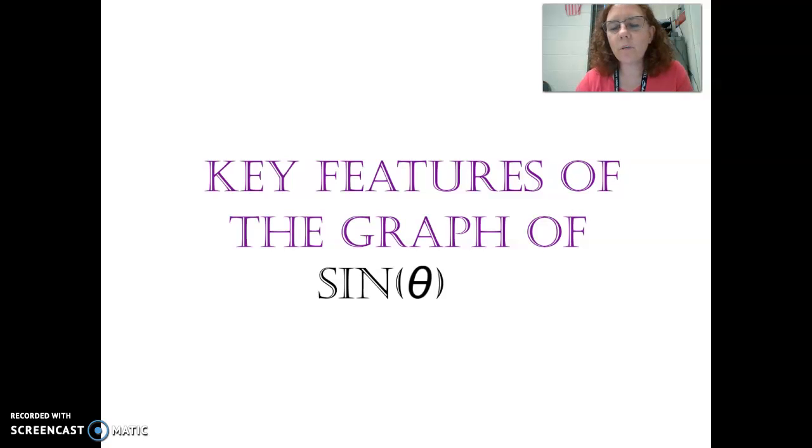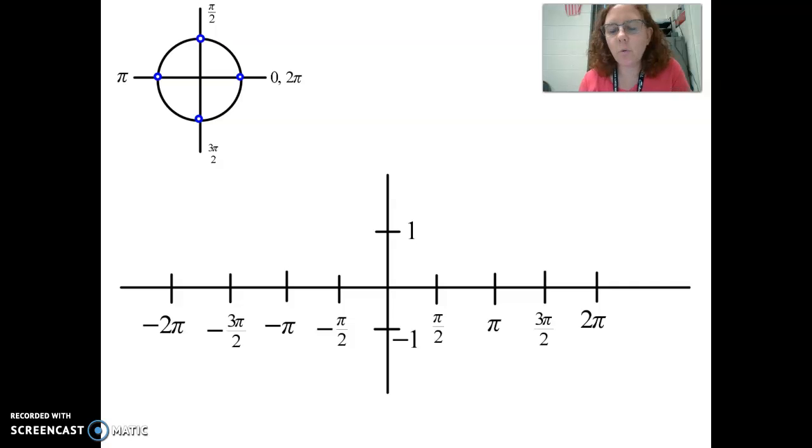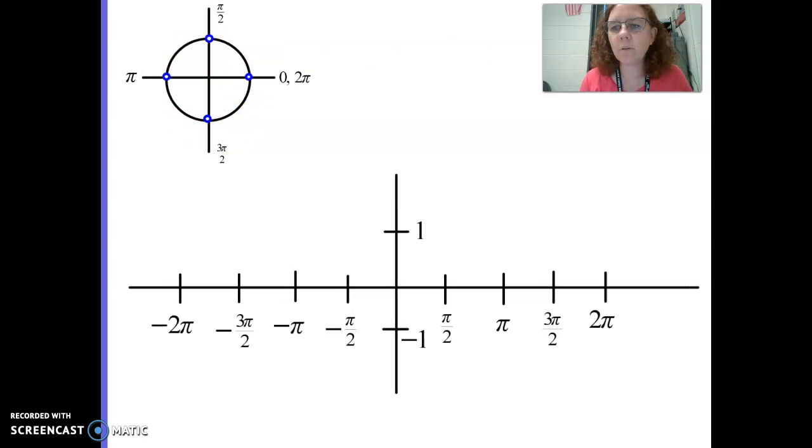In this video, we are going to look at key features of the graph of sine of theta. We talked about in class today how the graph of sine of theta is related to sine's values around the unit circle. I just wanted to go back over that really quickly in case anyone missed it, or for my at-home people who didn't get to see it.